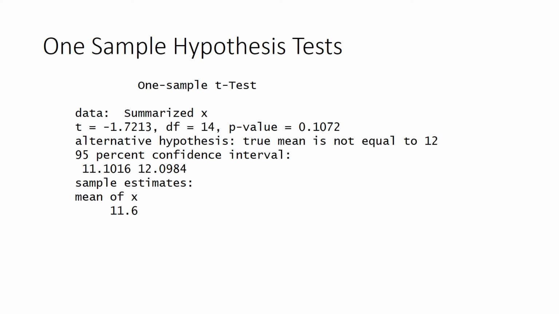The p-value is 0.1072. This is the combined area to the left of t equals minus 1.7213 and to the right of positive 1.7213. This is higher than alpha of 0.05, and this also leads us not to reject the null hypothesis. The 95% confidence interval estimates the population mean to be between 11.11 and 12.10. The hypothesized population mean is between the confidence limits, which is consistent with not rejecting the null.